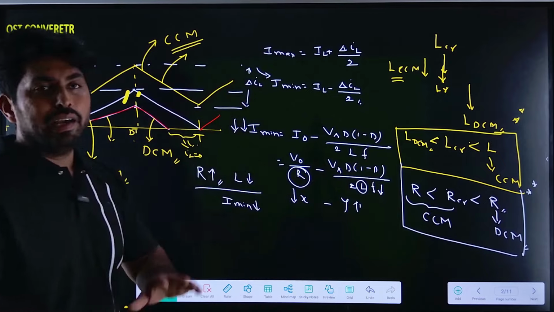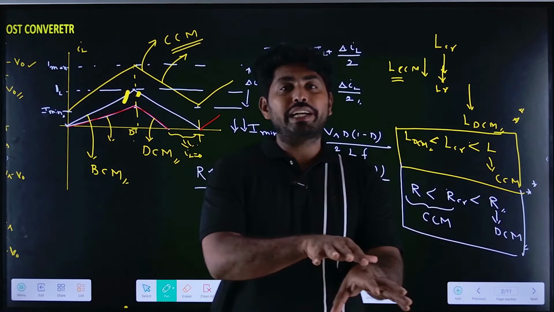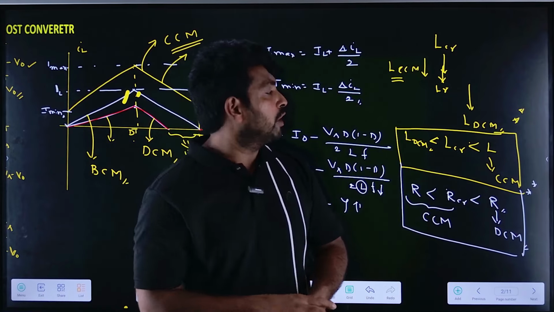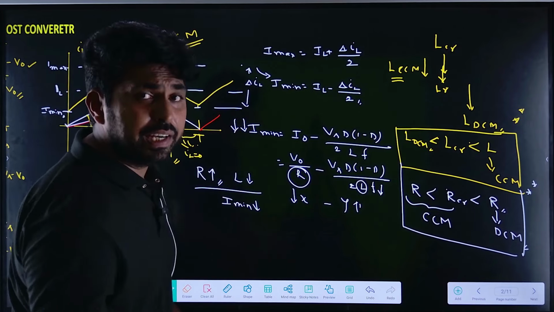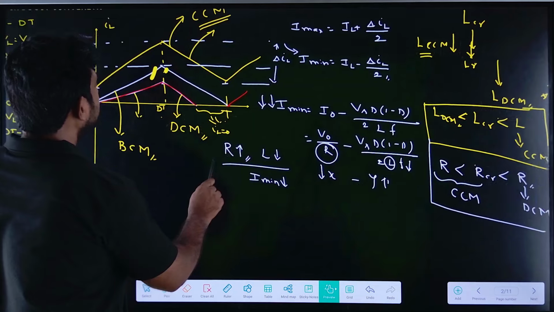Now we have a clear idea about what continuous conduction mode, discontinuous conduction mode, and boundary conduction mode are, and how these things operate. Now let us find what the different conditions are.